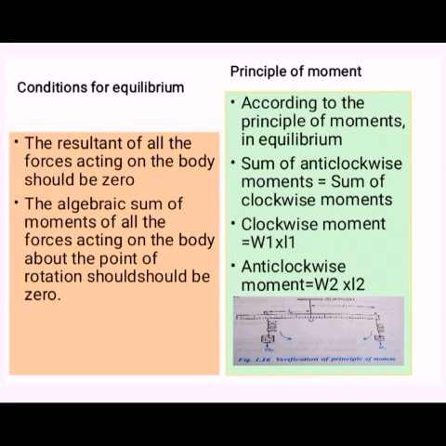Based on this equilibrium, we'll move on to the principle of moments. What is the principle of moments? When several forces act on a fixed body, it will tend to rotate about an axis passing through the fixed point. The resultant moment of all the forces about the fixed point is obtained by the algebraic sum of the moments of the forces acting at that point. To find this algebraic sum, the anti-clockwise moment is taken as positive and the clockwise moment is taken as negative.